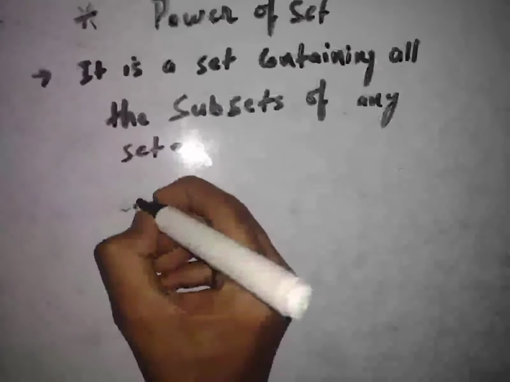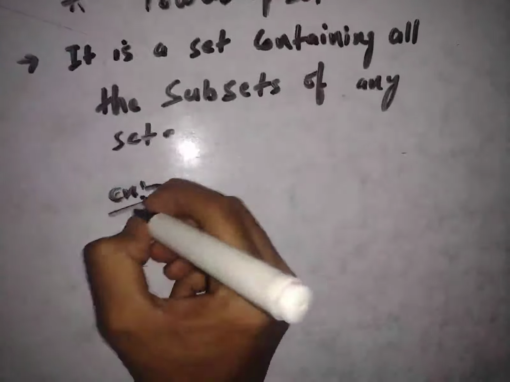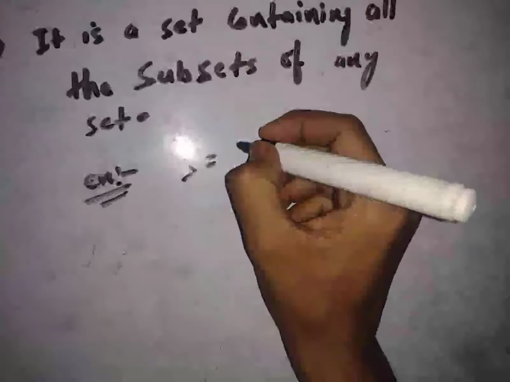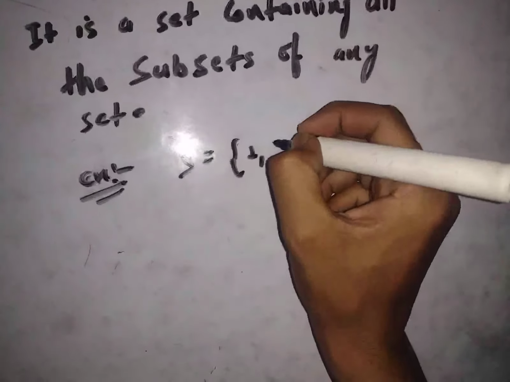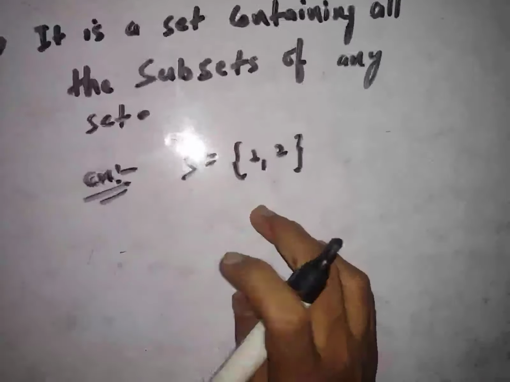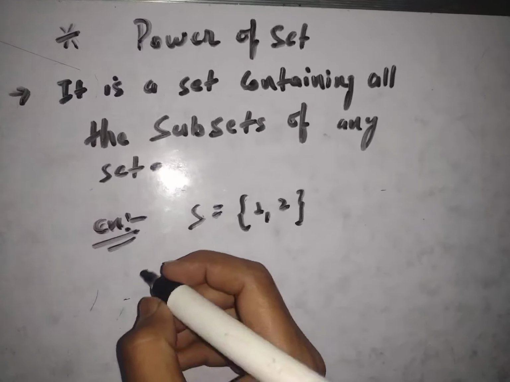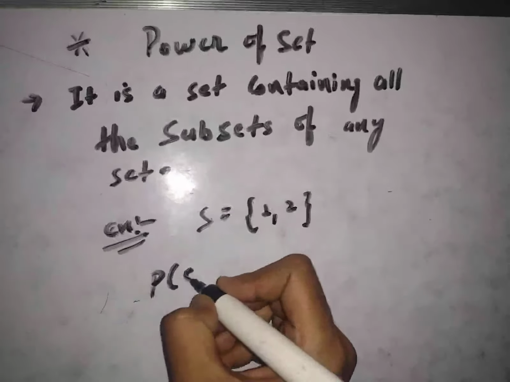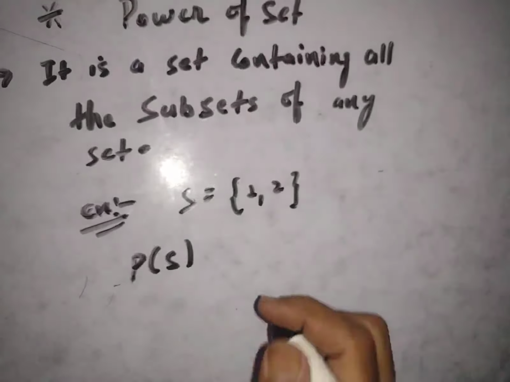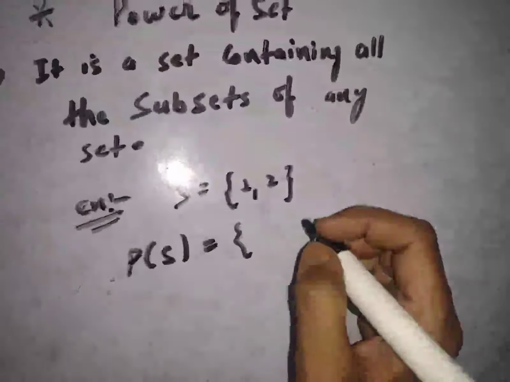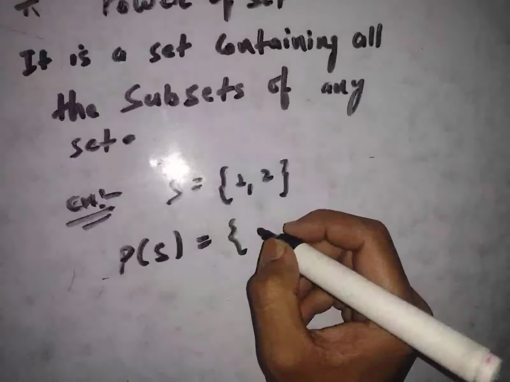if I explain this with the help of an example, let's consider this example. S is 1 and 2. Then the power set is represented by the notation P of S. This means power of set S, and it is defined as another set that contains all the subsets. So this contains all the subsets.